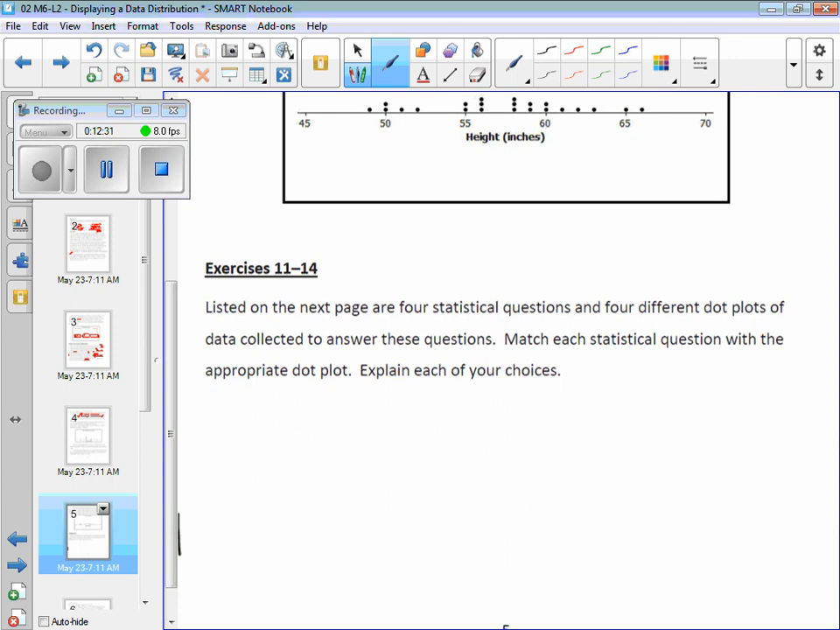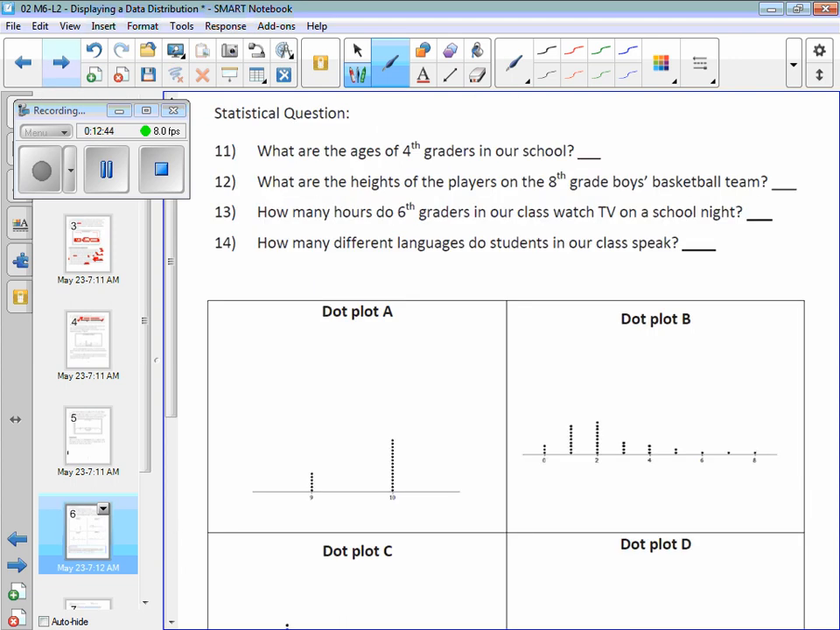On the next page are 4 statistical questions and 4 different dot plots of the data collected to answer these questions. Match each statistical question with the appropriate dot plot and explain your choices. Let's take a look. What are the ages of 4th graders in our school? Okay, so now I got to think about 4th graders. How old would they be? In that range, 9 to 10. So is this a possibility? It is. Dot plot B.